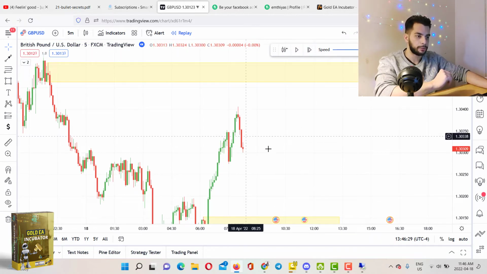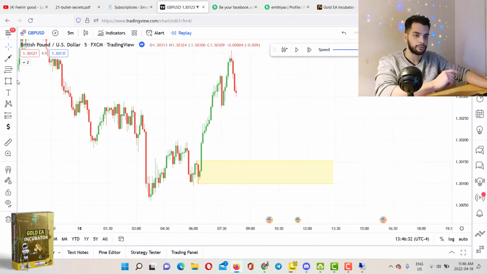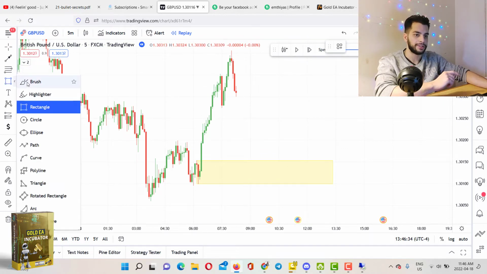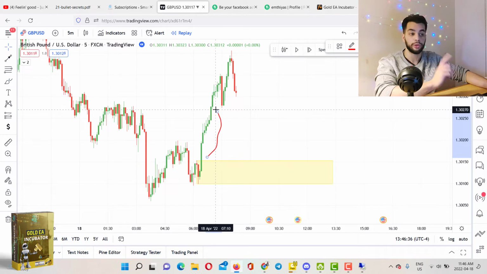So since we don't have any high probability order block here, we just need to wait, guys, because even right here we have so many gaps. So it means that it probably respects this high probability order block. We don't know yet.